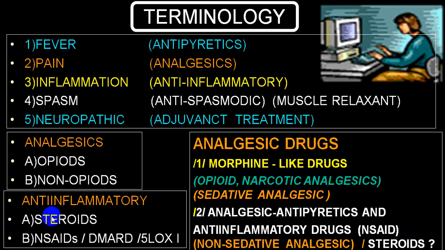So non-opioids is steroids plus non-steroidal anti-inflammatory drugs. These are the two big groups. So you divide into opioids and non-opioids, and then the non-opioids you can divide into steroids and non-steroidal anti-inflammatory drugs. Opioids are non-steroidal, but they are not anti-inflammatory. So you cannot include opioids in the second part, the anti-inflammatory drugs, because they are not anti-inflammatory drugs.